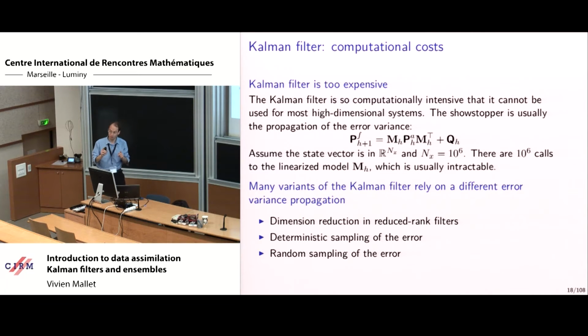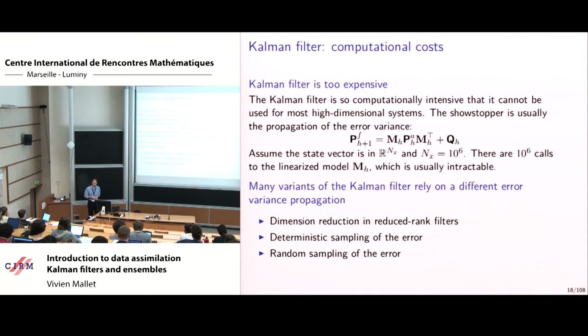You already had hints this morning from Sophie about this. We may want to move into a reduced space for that matrix so that it's not so big. Or we can also sample it. I have some points that are going to sample this error variance, and from these samples you compute an empirical variance. These samples can be determined either deterministically or randomly. I'm going to start with the random part, where we replace this error variance by an estimation of the error variance based on samples.